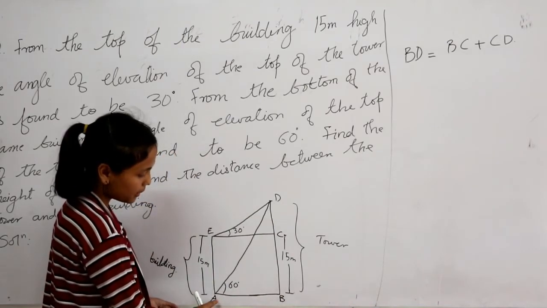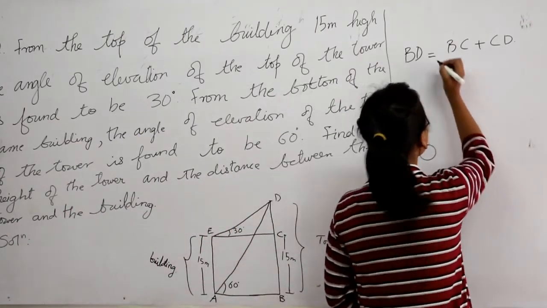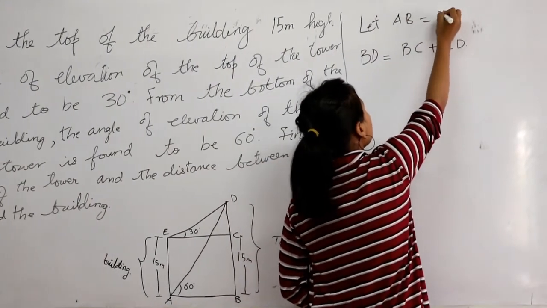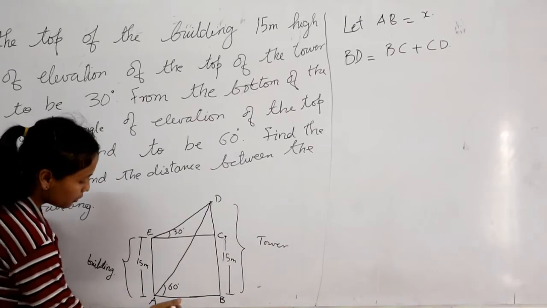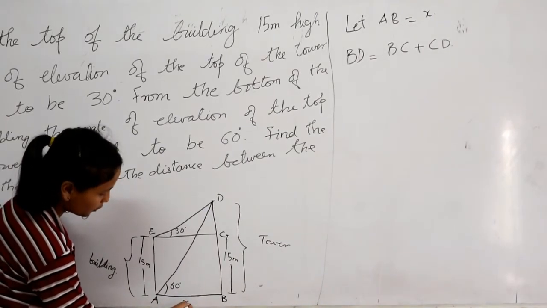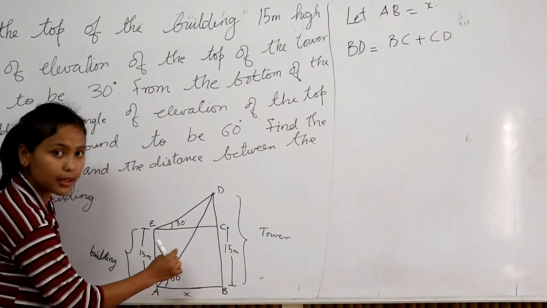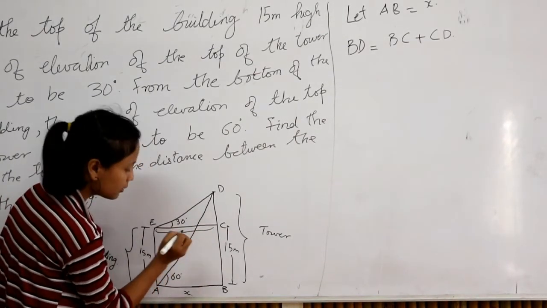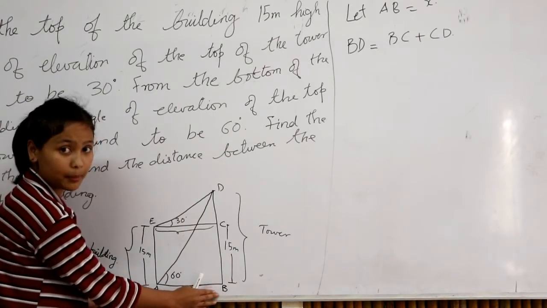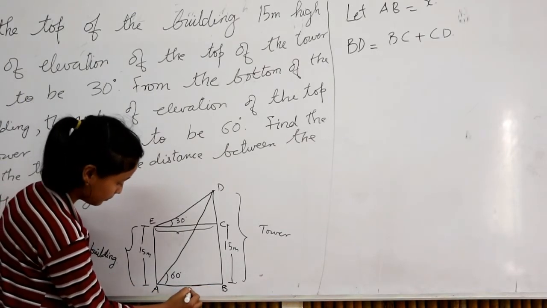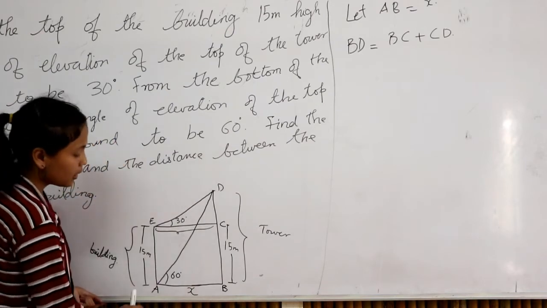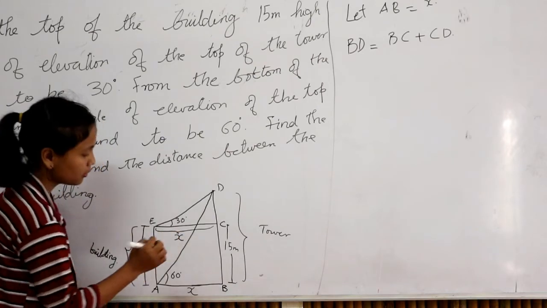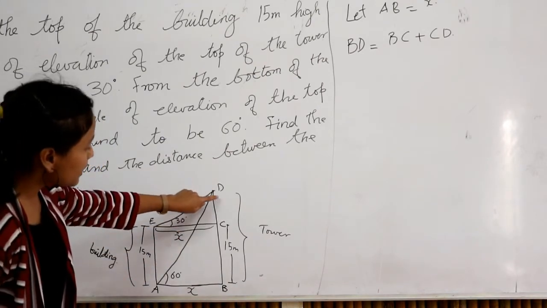Okay, let us denote this AB by X. Let AB be equal to X. Now if AB is equal to X, then EC also will be equal to X. Let us denote the length AB by X. So EC will also be equal to X. Now let us denote DC by Y.